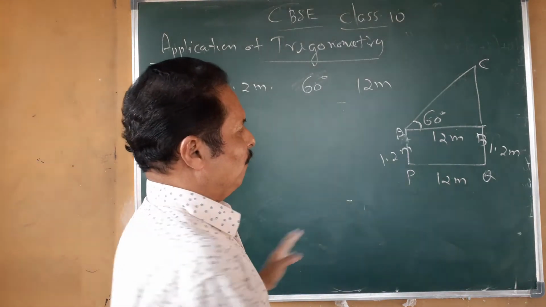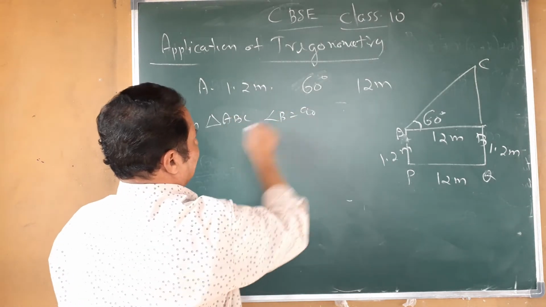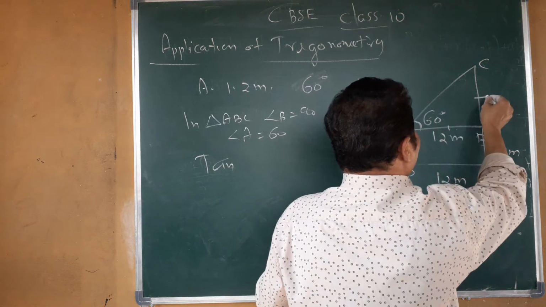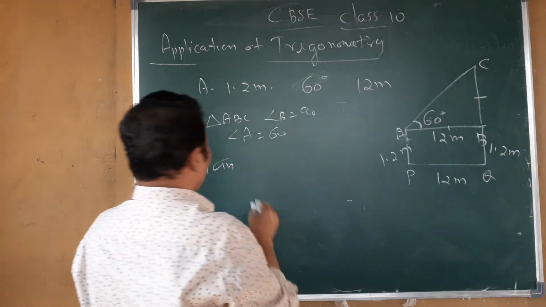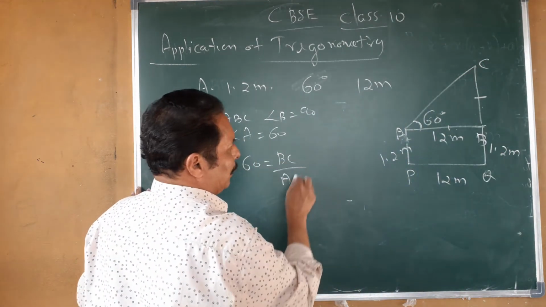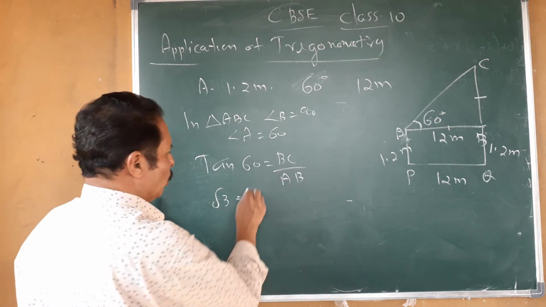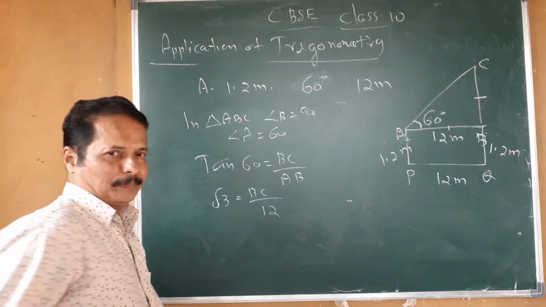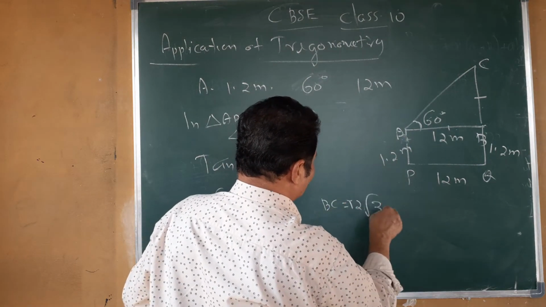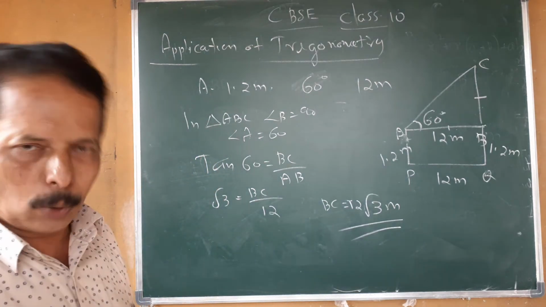Is it over? Now you look at the triangle ABC. In triangle ABC, angle B equal to 90 degree, angle A equal to 60 degree. The adjacent side is given. We want to find the height. So, opposite by adjacent, that is BC by AB equal to tan 60. And tan 60 equal to root 3, so BC by AB equal to 12. Clear? By cross multiply, BC equal to 12 into root 3, 12 root 3. Is it clear?